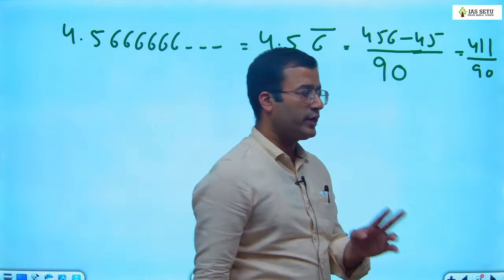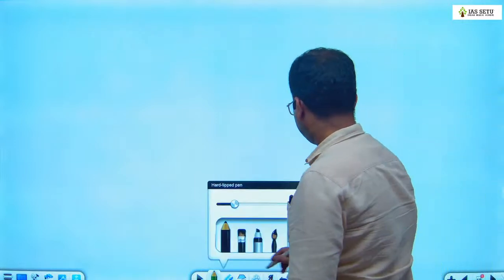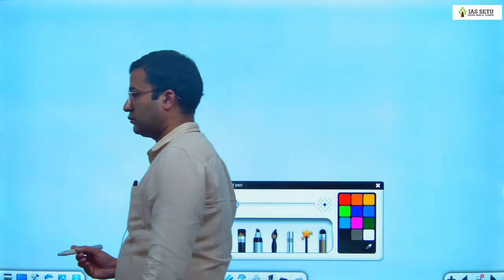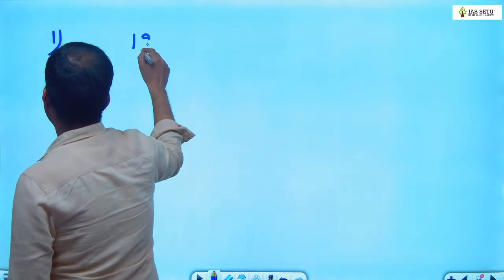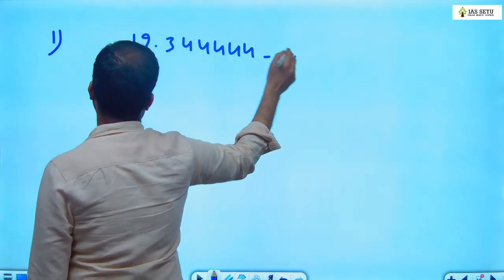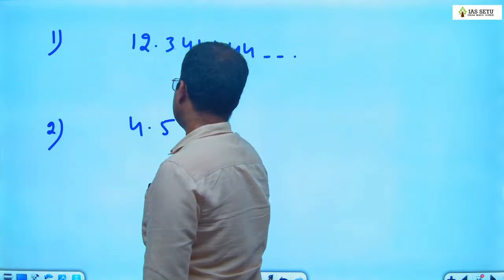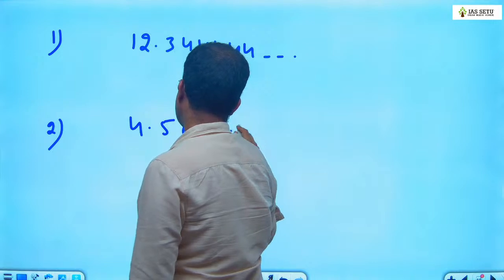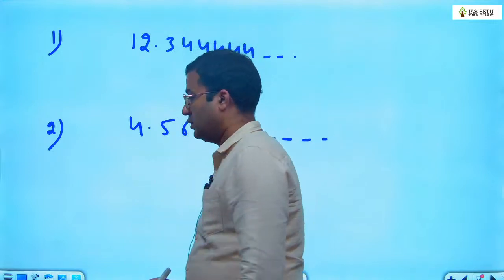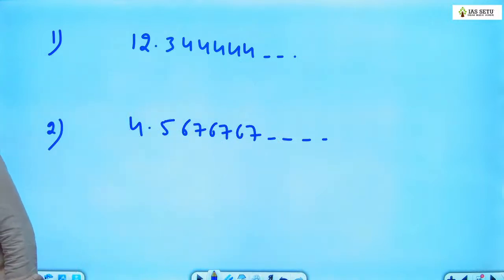Try. I ask you two examples. 12.444444. Second example is 4.567. Convert this recurring decimal into fraction. Go slow. Don't be in a hurry.